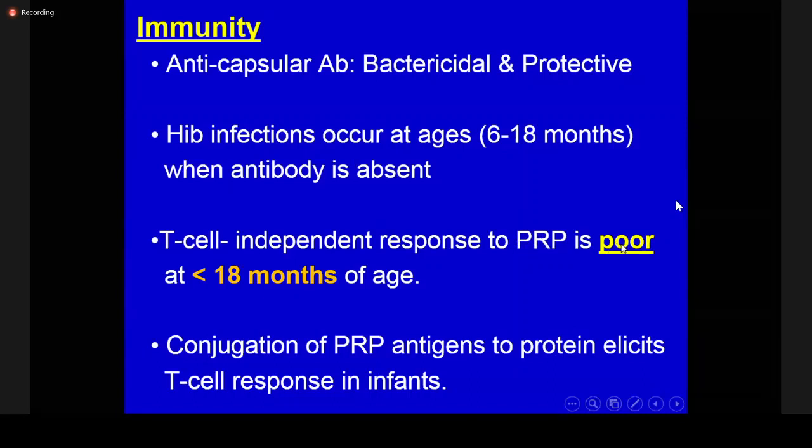Because the child at this age, and we are talking about polysaccharide PRP, the immune response, which is T-independent, is poor, and will gradually become better after the age of 18 months or 2 years. That is why we have to conjugate, meaning link, as I said about the hapten carrier phenomena. We make a conjugated vaccine: conjugate PRP antigen to a protein carrier to elicit what? T response. You help the immune response against this vaccine by linking it with a protein, usually with another vaccine.